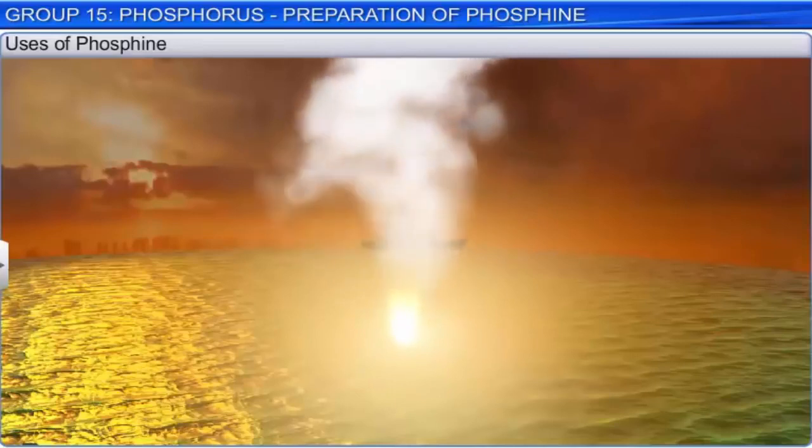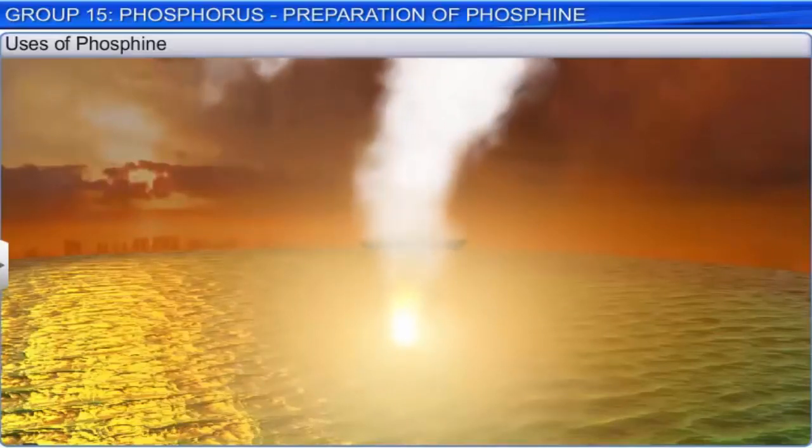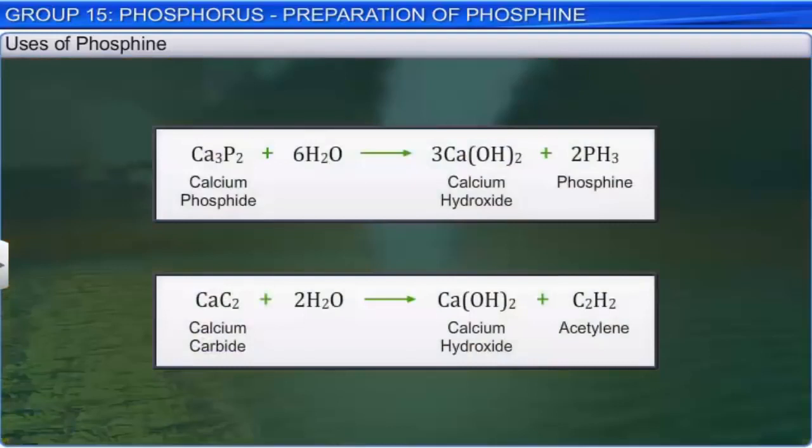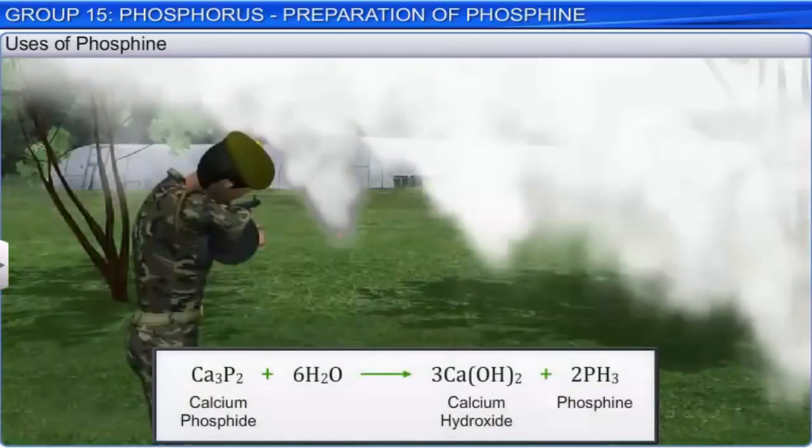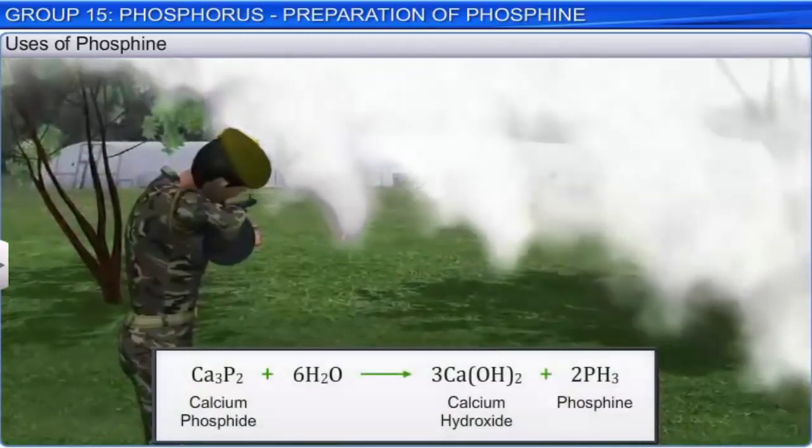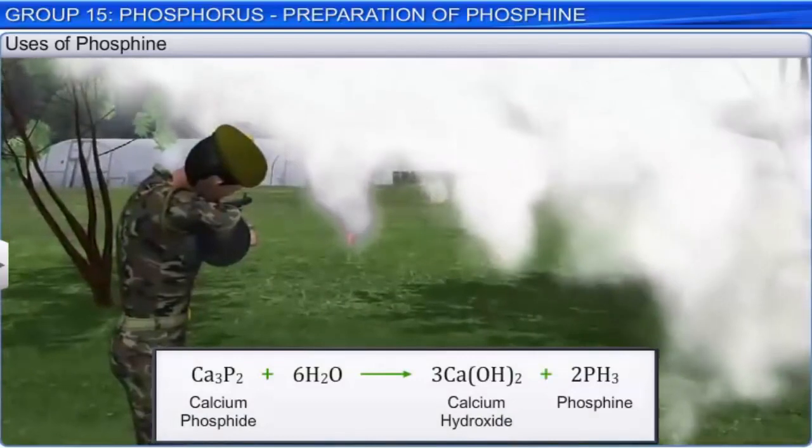The bright luminous flame is due to the formation of phosphine and acetylene on the hydrolysis of calcium phosphide and calcium carbide. Note that the spontaneous flammability of phosphine is due to the presence of diphosphine. The same reaction is also used in smoke screens. The phosphine obtained catches fire and produces the required smoke.